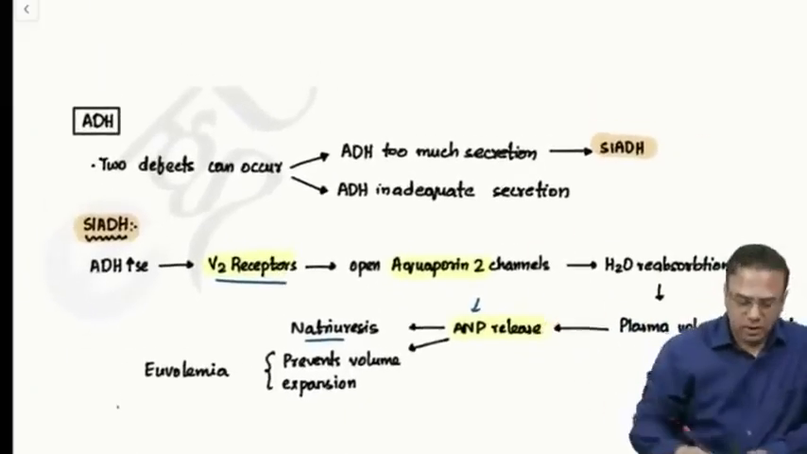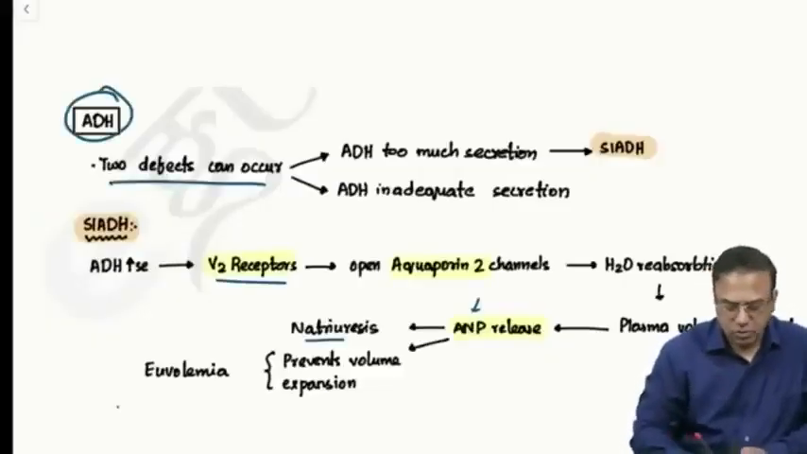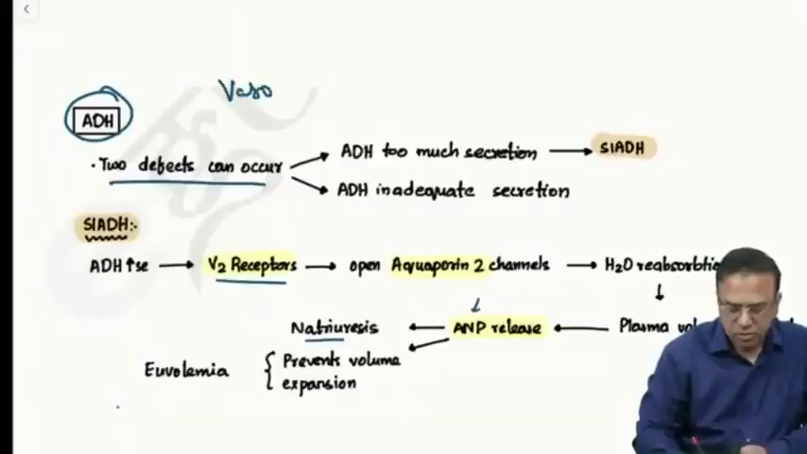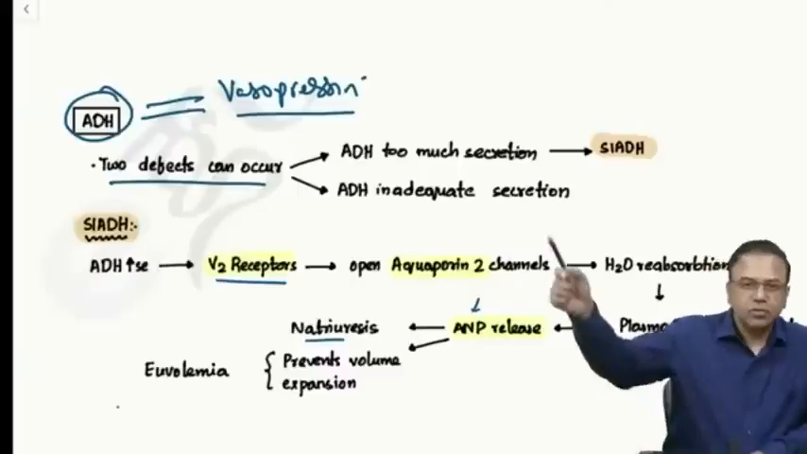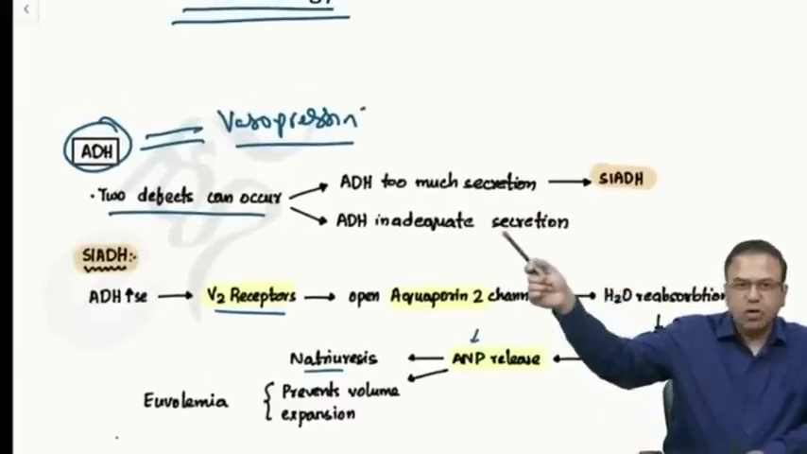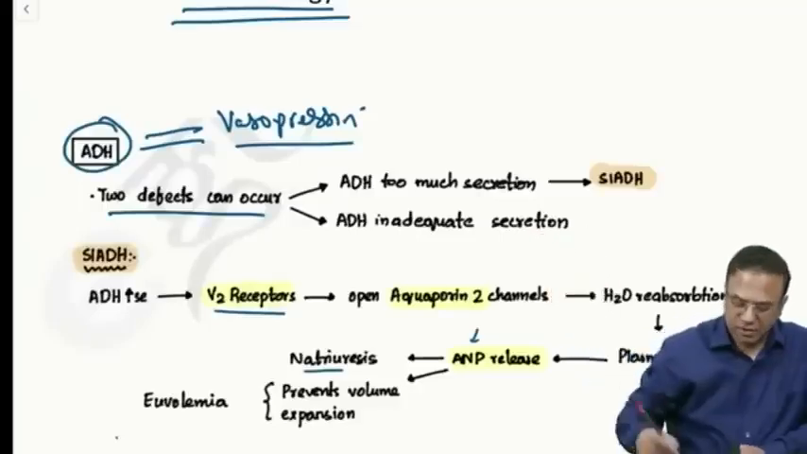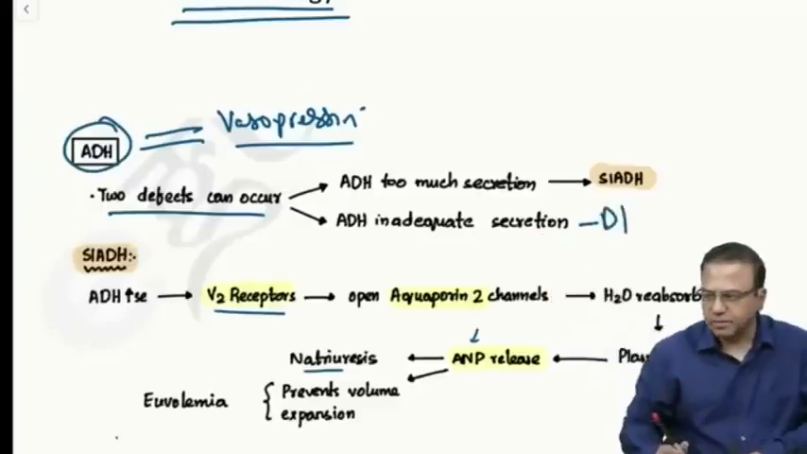So we're looking at a condition where the antidiuretic hormone is defective. This is the posterior pituitary. The antidiuretic hormone is also known as vasopressin, or arginine vasopressin is the full name of this, same as antidiuretic hormone. Two problems are there with this: either too much secretion, that is SIADH, or inadequate secretion of ADH. Inadequate secretion is diabetes insipidus, and too much secretion is SIADH.